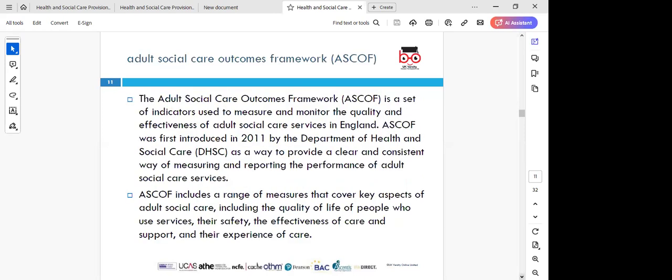We have to look into what we call the ASCOF, the Adult Social Care Outcomes Framework. ASCOF is a set of indicators used to measure and monitor the quality and effectiveness of adult social care services in England. ASCOF was first introduced in 2011 by the Department of Health and Social Care, DHSC, as a way to provide a clear and consistent way of measuring and reporting the performance of adult social care services.